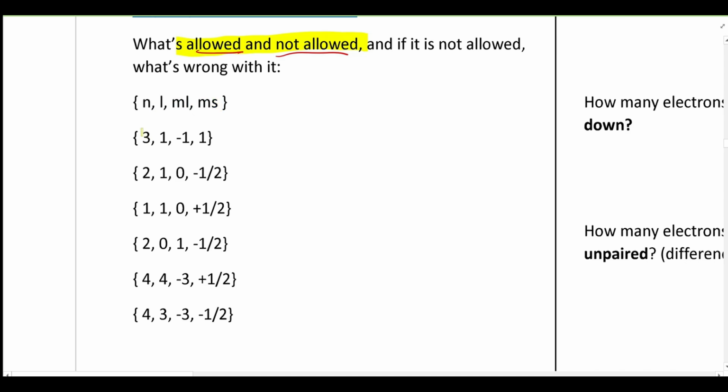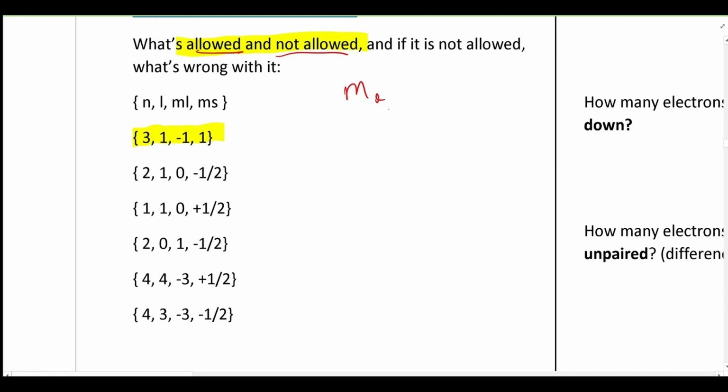So, how about the first one here? Is this an allowed or not allowed state? We have the number 3, 1, -1, and 1. If it's allowed, say it's okay, and then if it's not allowed, what's wrong with it?